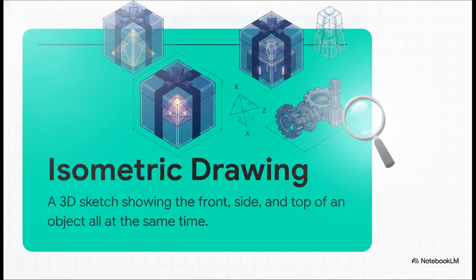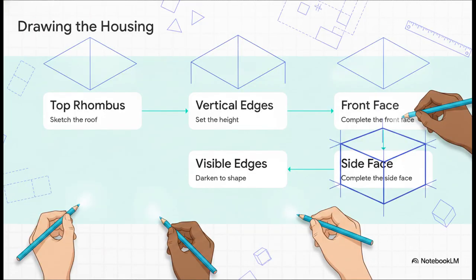This is exactly why engineers use isometric sketches. It gives a highly accurate, totally realistic representation of what your final physical prototype is going to look like in the real world. So let's sketch this housing slowly together, literally one line at a time.